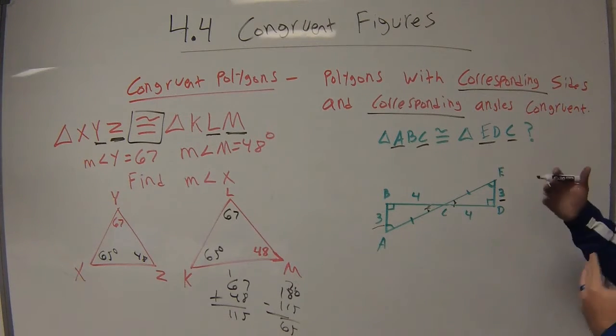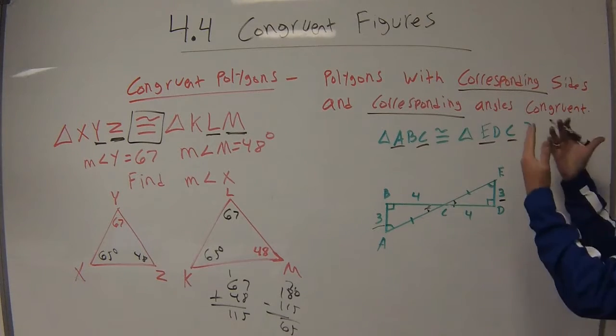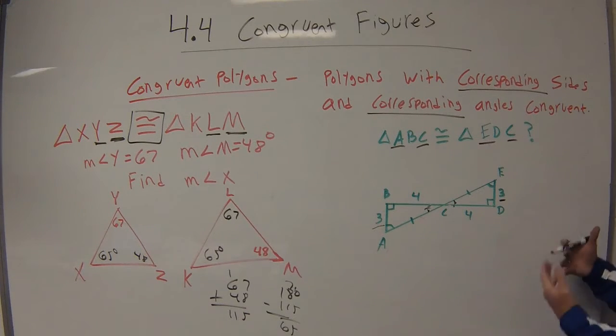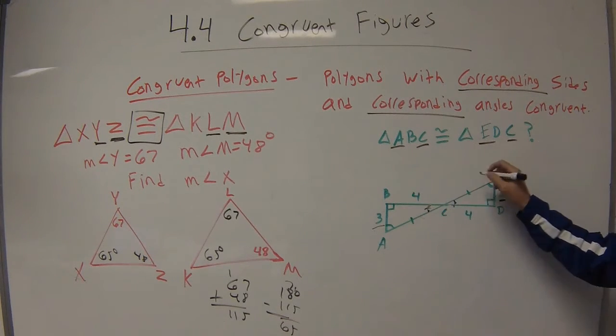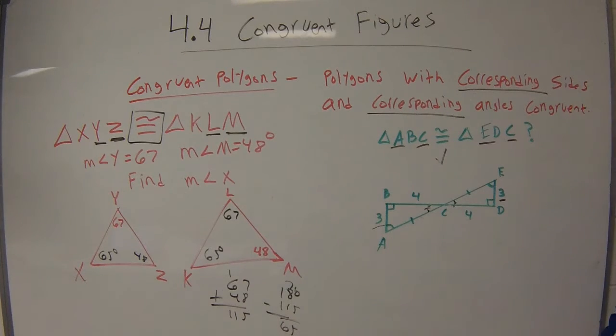So now all the corresponding angles are congruent and all the corresponding sides are congruent. So needless to say, ABC and EDC are congruent to each other because corresponding sides are congruent and corresponding angles are congruent.